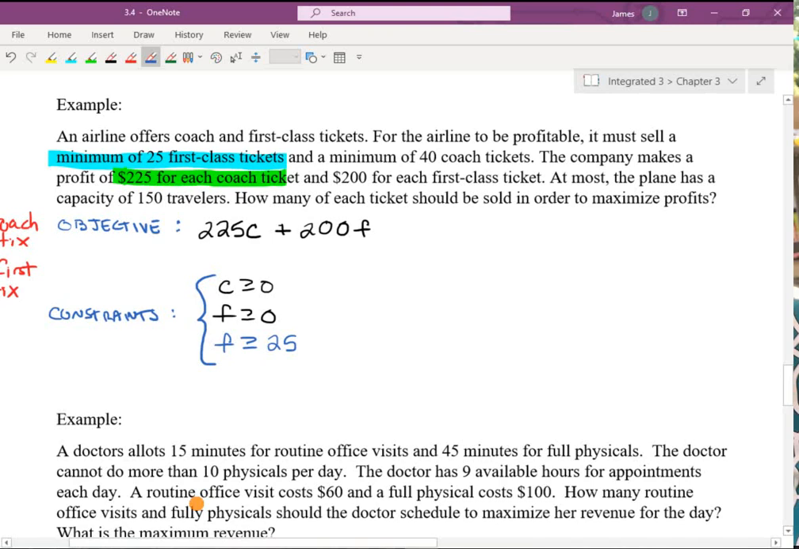Maybe what they're saying here is that if we don't sell 25 first class tickets and 40 coach tickets... you ever fly on an airplane, like a commercial airline? First class is in the front of the plane, coach is in the back of the plane, and it's all about weight distribution. Maybe that's why they have to sell so many first class tickets and so many coach tickets. Maybe they say if we can't sell these, it's not profitable to send this flight, so we're not going to fly. They might have their reasons on why F has to be greater than or equal to 25. I need a minimum of 40 coach tickets, so C has to be greater than or equal to 40.